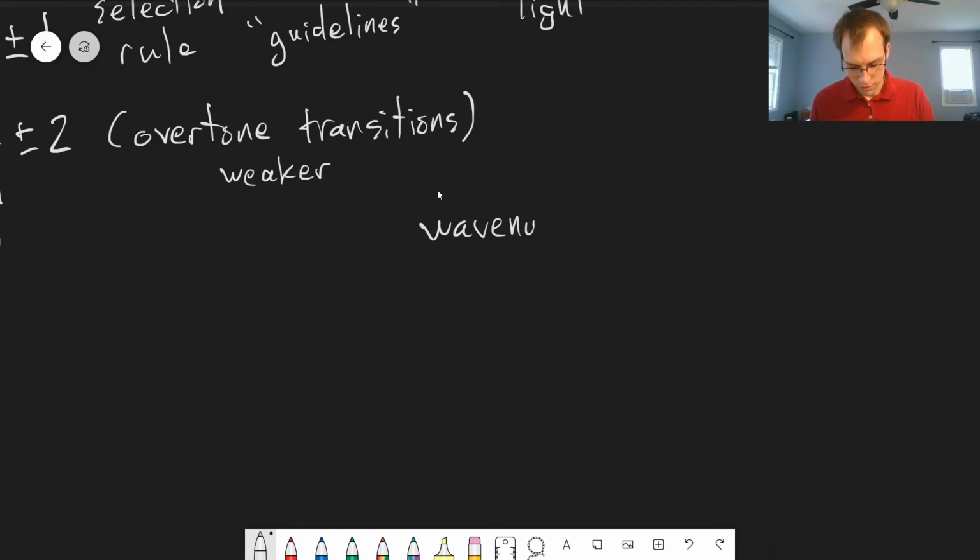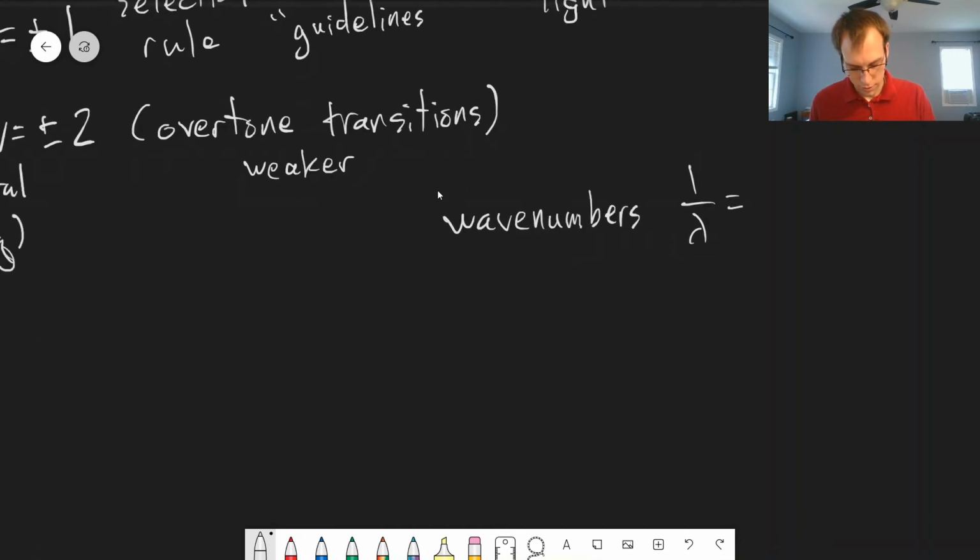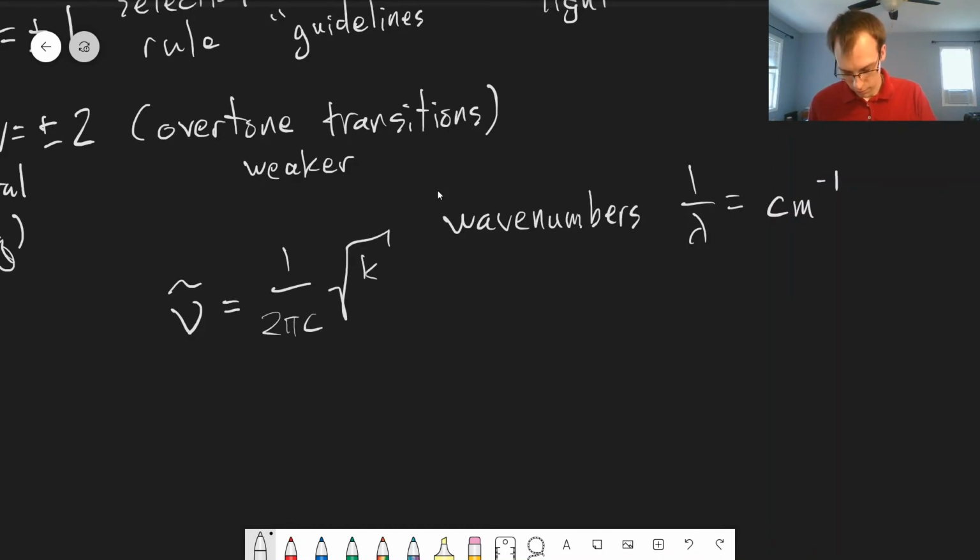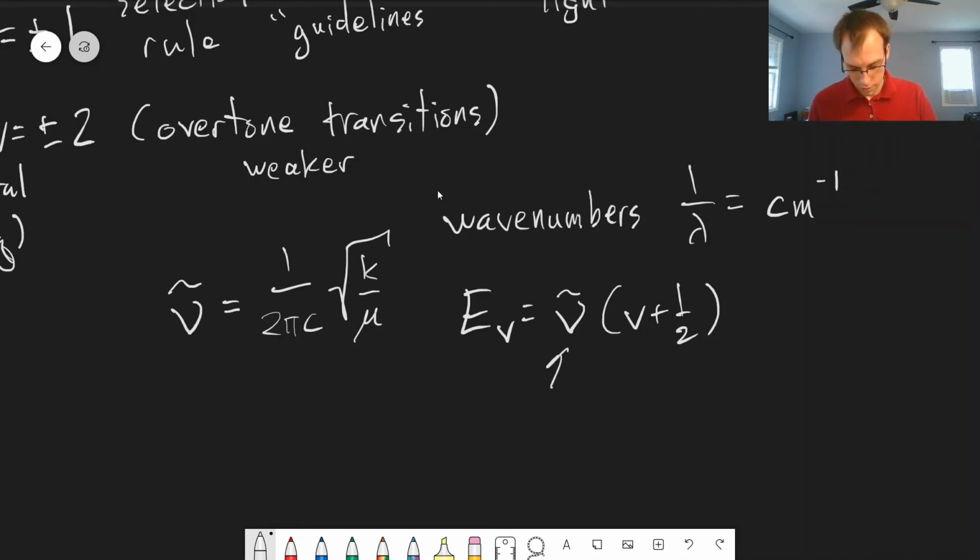So wave numbers, just as a reminder, is 1 over wavelength, and it's generally given in units of centimeters to the minus 1. So if we take our vibrational frequency, add this factor of c in here, but still have the square root of k over mu, we can rewrite this as our energy levels will be equal to nu tilde times v plus 1/2, where nu tilde represents our vibrational frequency, but we switch the units to wave numbers. And again, this is given by this equation over here.